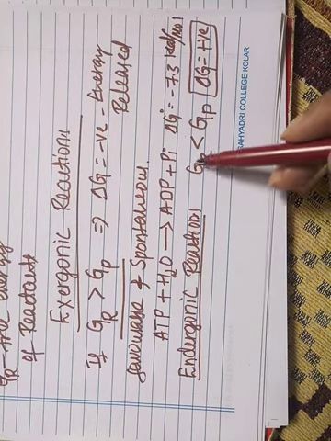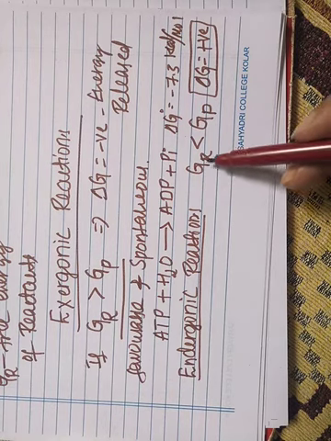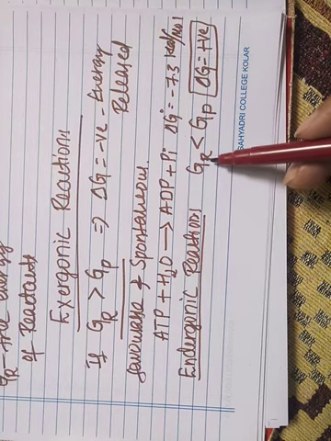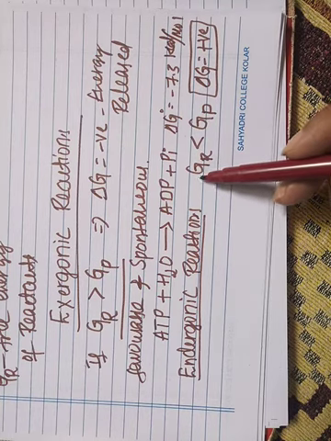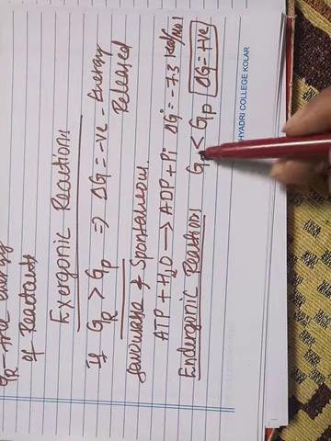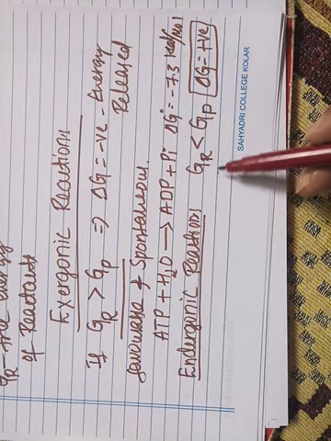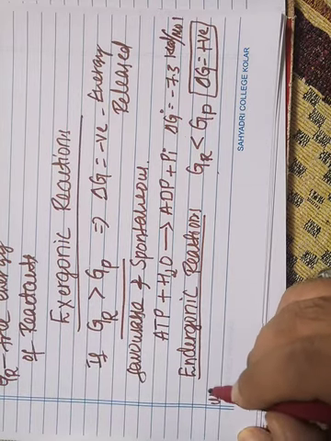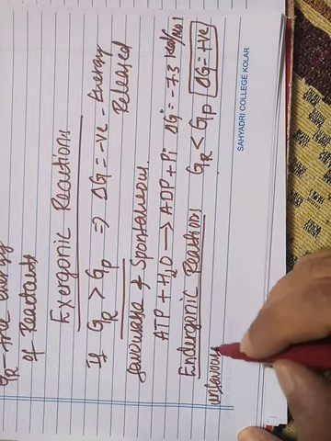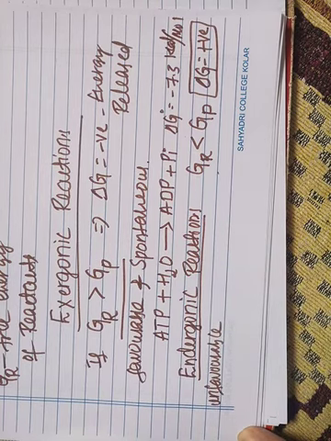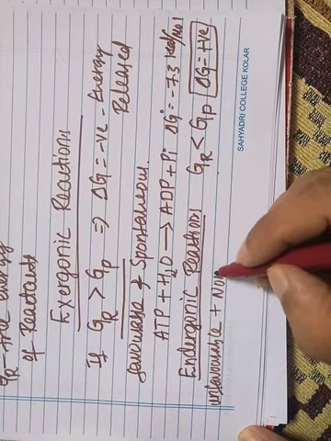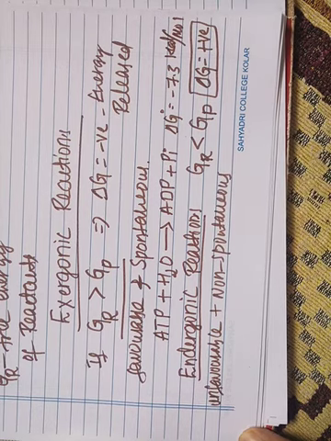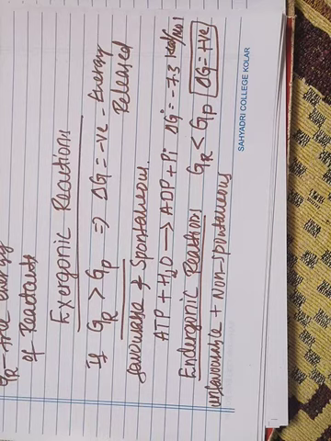In endergonic reactions, the free energy of the reactants is less. Therefore, when the free energy is less, the reactants do not undergo any chemical change. For the reactants to undergo chemical change, the reactant should absorb energy. Therefore, in any reaction, if energy is absorbed, such reactions are called endergonic reactions. These reactions are thermodynamically unfavorable and also non-spontaneous. That means these reactions do not take place on their own; for the reactions to take place, energy is needed.